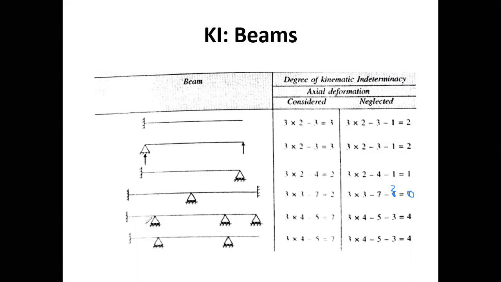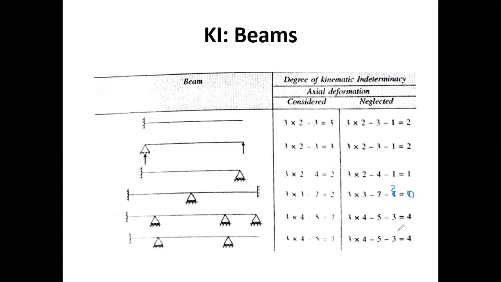In this case, the number of members is 3: 1, 2, and 3. The total number of reactions is 3 over here, and 1, 1, 1, that is total 5. The number of joints is 1, 2, 3, 4, so it is 4. So 3j minus r is 3 multiplied by 4 minus r. r is 5. That is equal to 7.